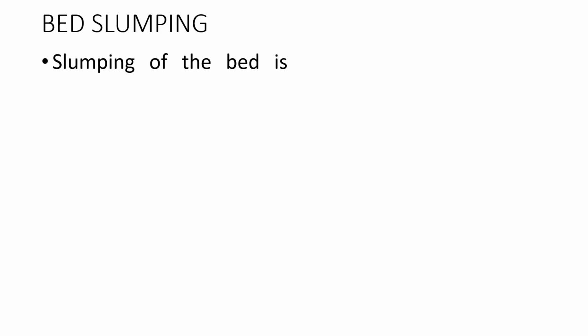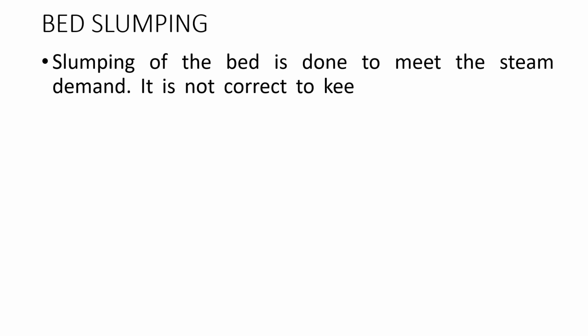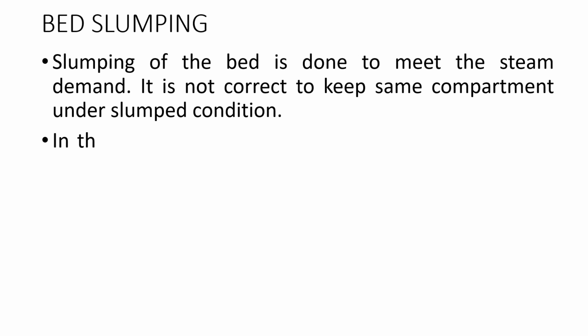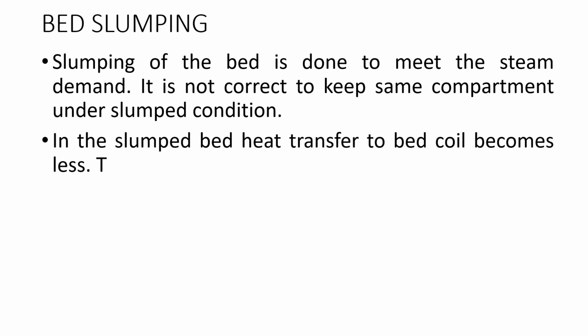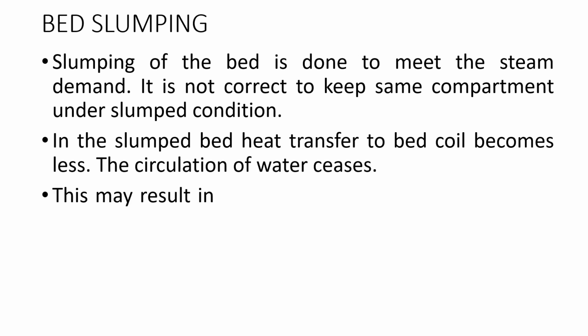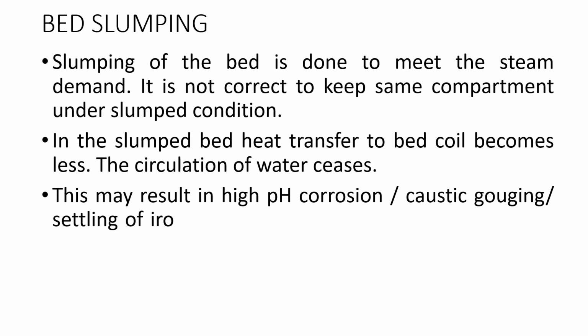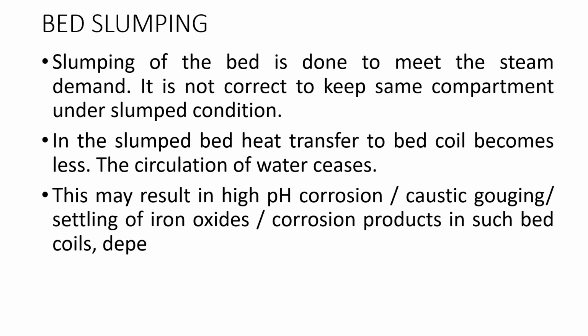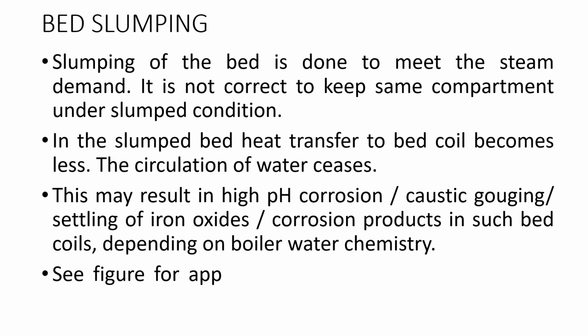Now we talk about bed slumping. Slumping of the bed is done to meet the steam demand. It is not correct to keep the same compartment under slumped condition. In the slumped bed, heat transfer to the bed coil becomes less. The circulation of water ceases, and this may result in high pH corrosion or caustic gouging or settling of iron oxides, corrosion products in such bed coils, depending on boiler water chemistry.